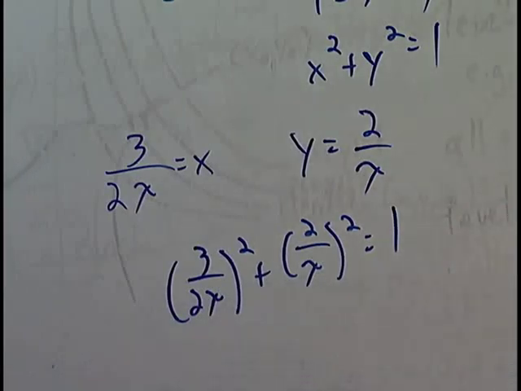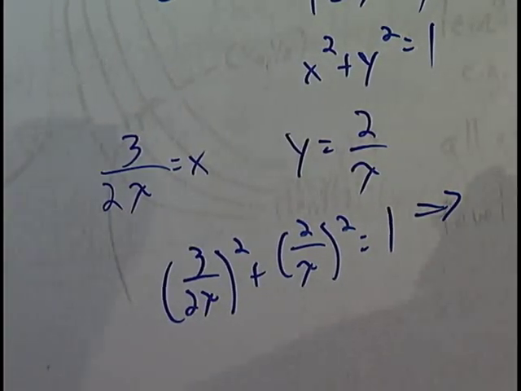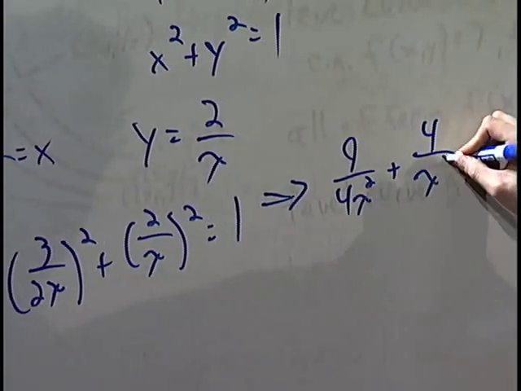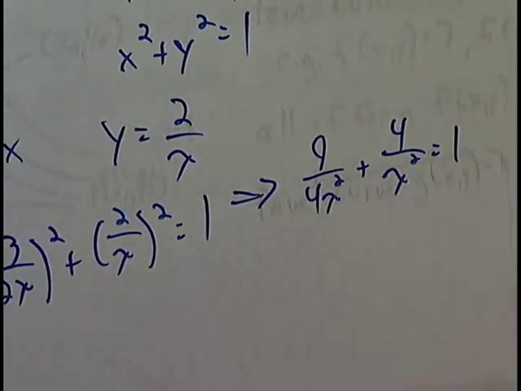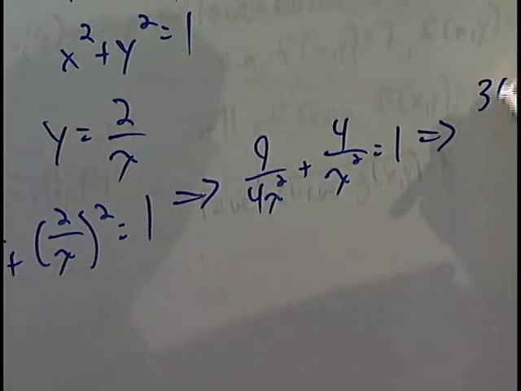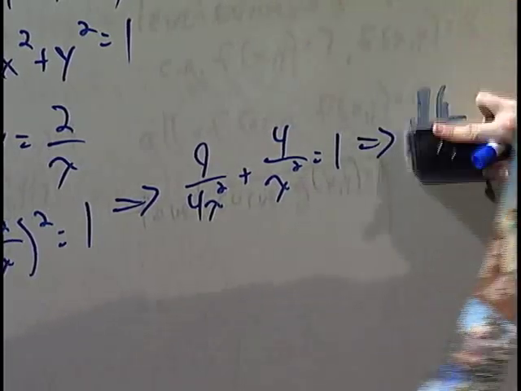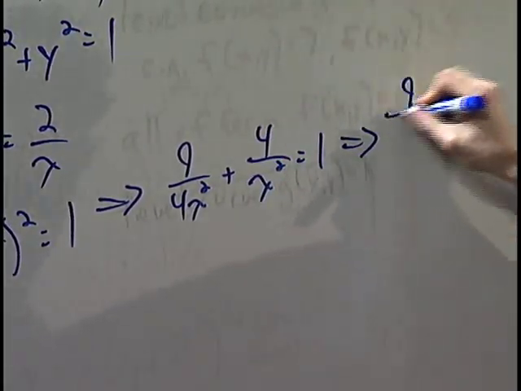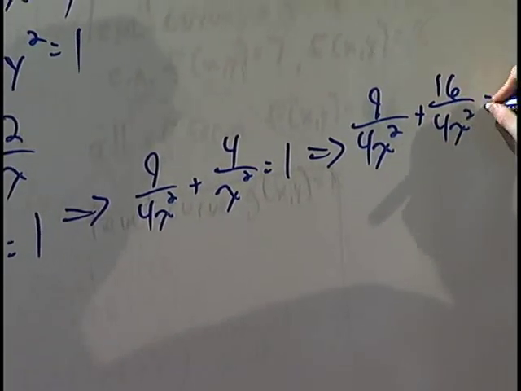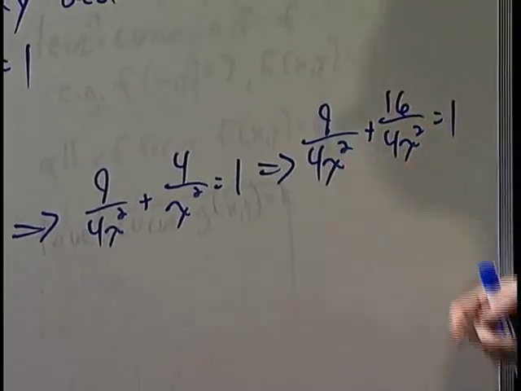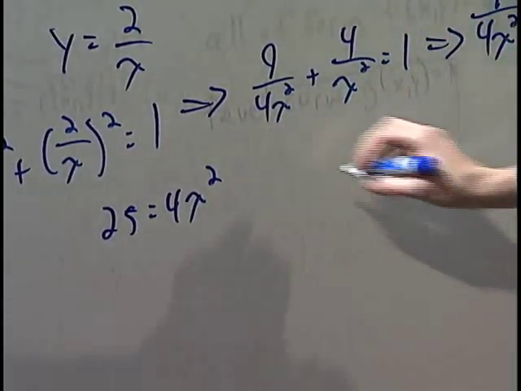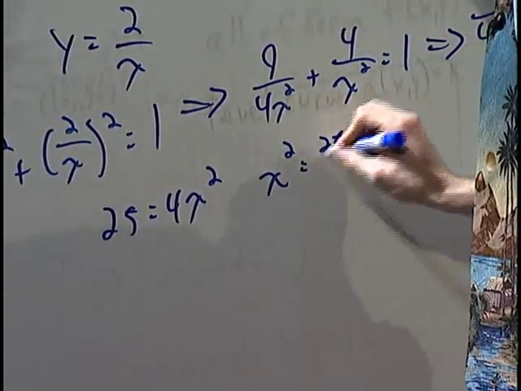Let's do some work on that. You get 9 over 4 lambda squared plus 4 over lambda squared equals 1. The common denominator here is 4 lambda squared. So that leads us to 9 over 4 lambda squared plus 16 over 4 lambda squared equals 1. Get rid of the denominator, and you basically have 25 equals 4 lambda squared. Lambda squared is 25 fourths.